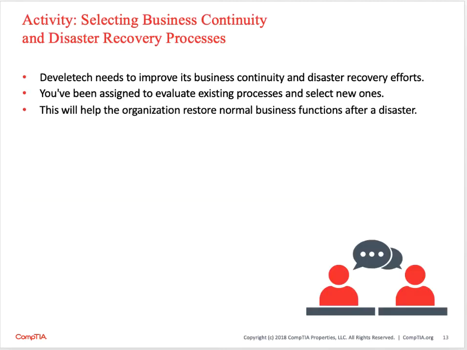So, our first activity of the chapter is going to be selecting a business continuity and disaster recovery process. Developtech needs to improve its business continuity and its disaster recovery efforts. You have been assigned to evaluate the existing processes and select new ones. This is going to help Developtech restore normal business operations after a disaster.